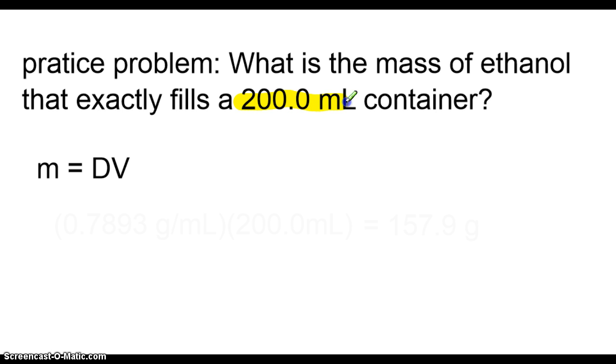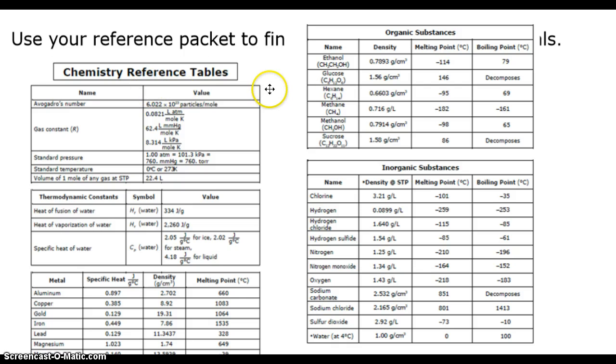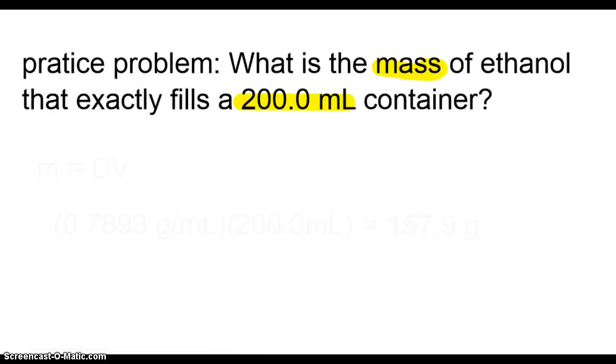So we have milliliters, and we know that that's a volume, and we're looking for mass. Now we know that our formula is mass equals density times volume because we've rearranged, which means we need the density of ethanol. So we go back to that reference packet, and right here we can see ethanol, and it has a density of 0.7893. So let's pop back down to our problem here.